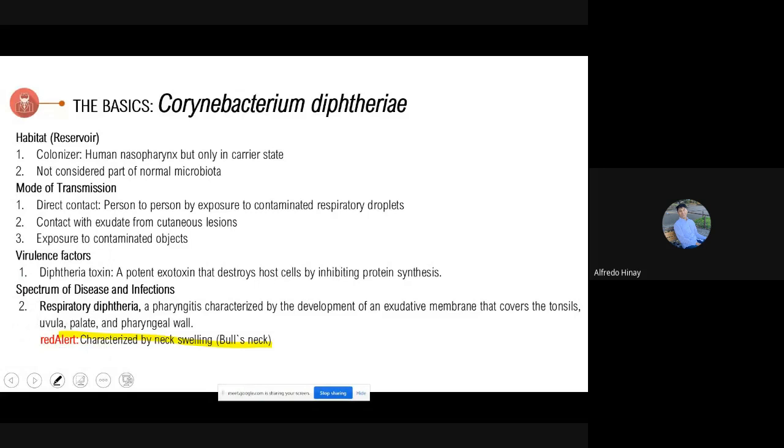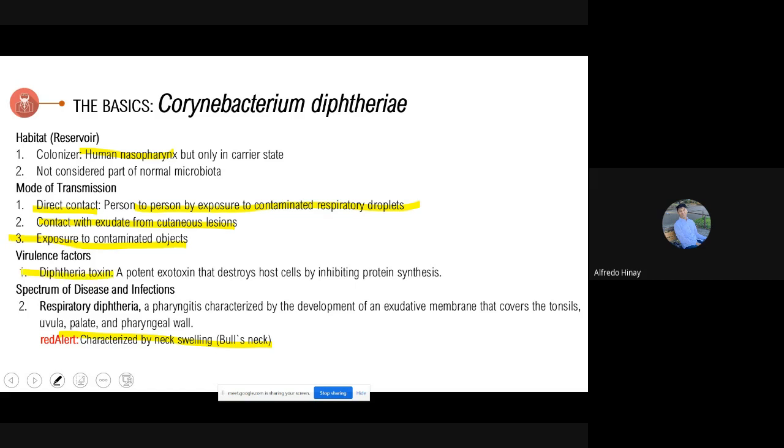Characteristic. Kasi ang ano natin is with the nasopharynx yung colonizer natin. Then for the direct contact since nasopharynx, pwedeng exposure to respiratory droplets. Pwede ding exudates from cutaneous lesion or exposure to inanimate object. So one of the virulence factor class of Corynebacterium diphtheriae is the diphtheria toxin.